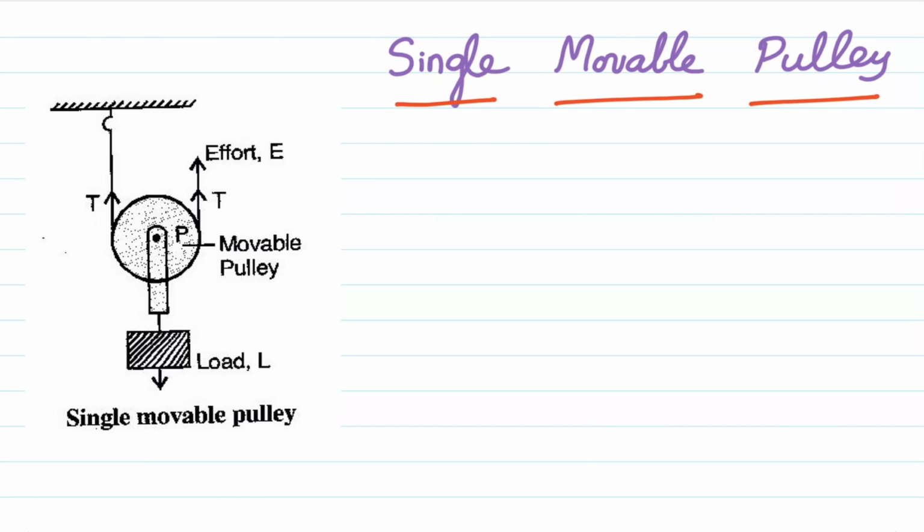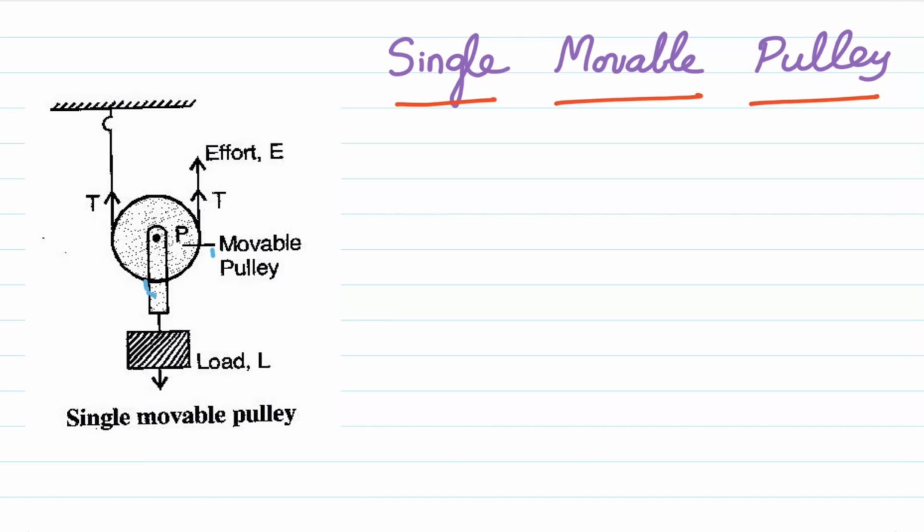The string passes around the mobile pulley and the effort is applied at the free end. You see that the effort is applied at the free end, but it is in the upward direction. The load to be lifted is joined to the frame of the mobile pulley. See the center one, you can see the frame.